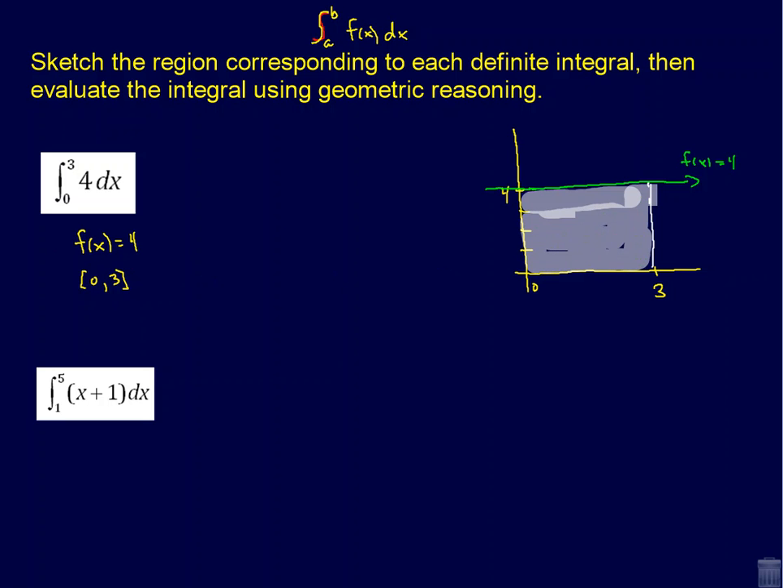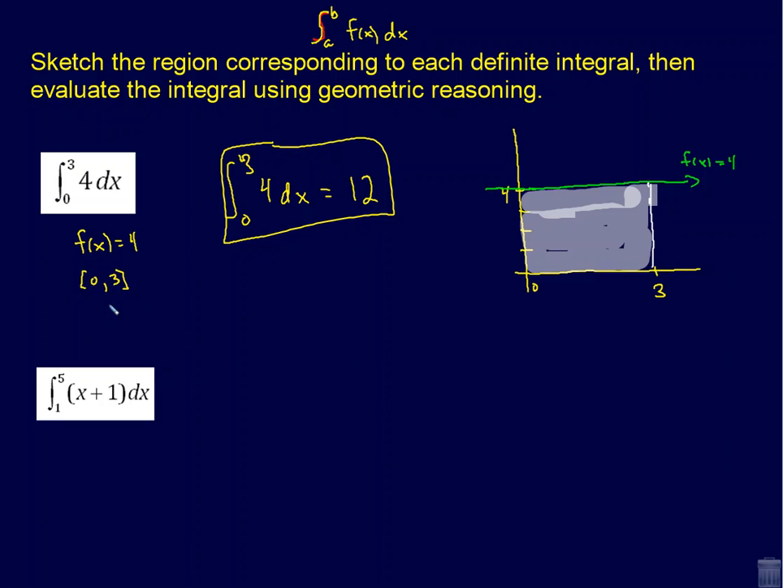So if we interpret the definite integral as the area under the curve, all I see is that this formed a rectangle that is 3 units across and 4 units high. And so the numerical value of this integral from 0 to 3 of 4 is simply 12, because that's what the region's area is. It's a 4 by 3 rectangle. So the numerical value simply is 12.